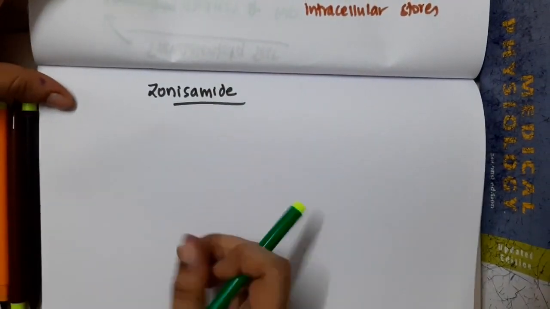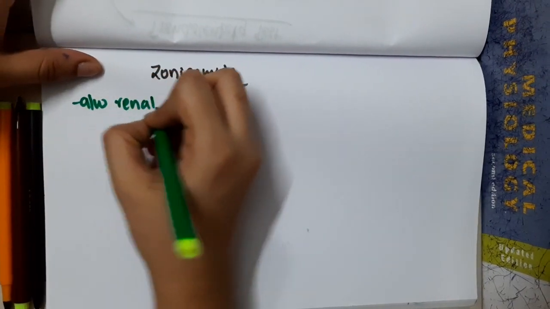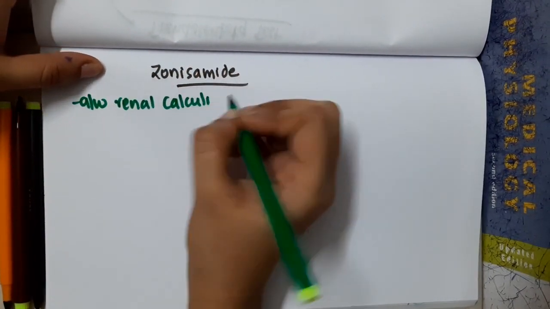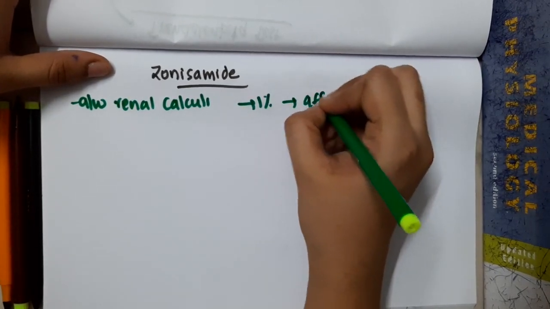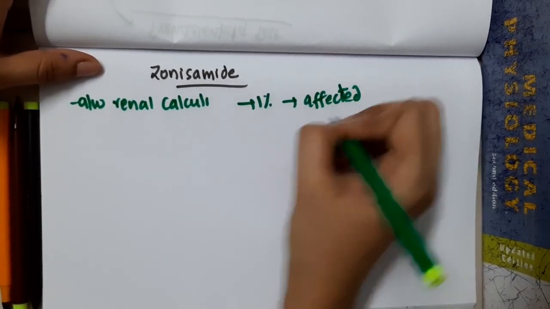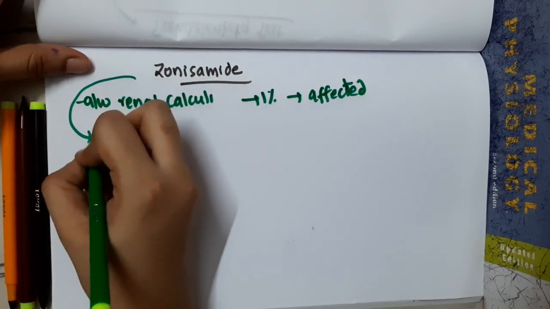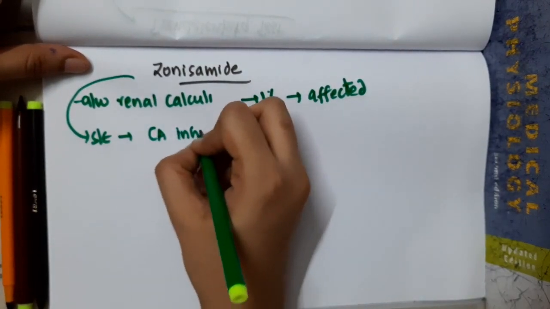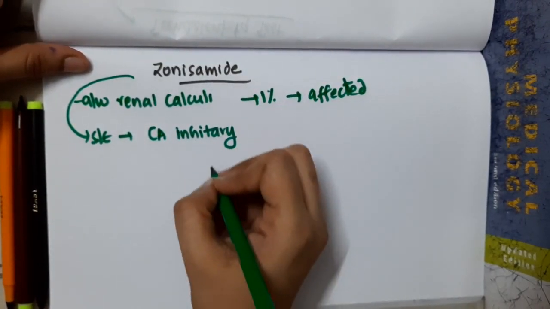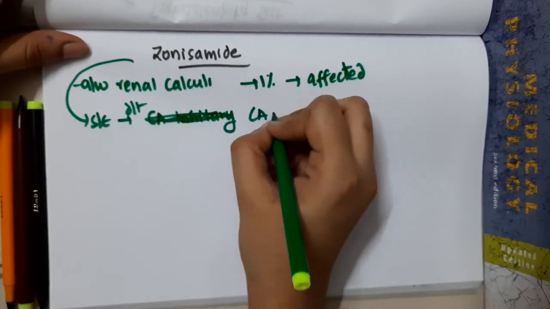Zonisamide is associated with renal calculi, and almost 1% of patients are affected. The side effects are mainly due to carbonic anhydrase inhibition.